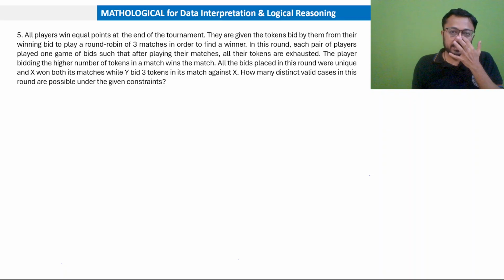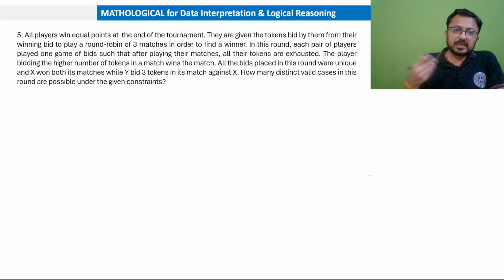In this round, each pair of players played one game of bids such that after playing their matches, all their tokens are exhausted. The player bidding the higher number of tokens in a match wins the match. All the bids placed in this round were unique, and X won both its matches, while Y bid 3 tokens in its match against X. How many distinct valid cases in this round are possible under the given constraints?